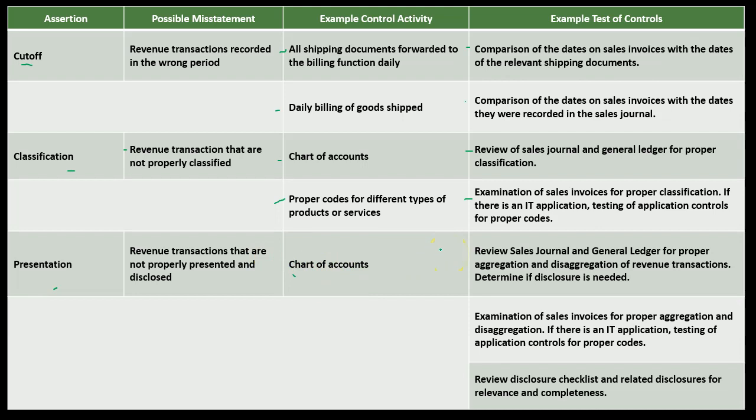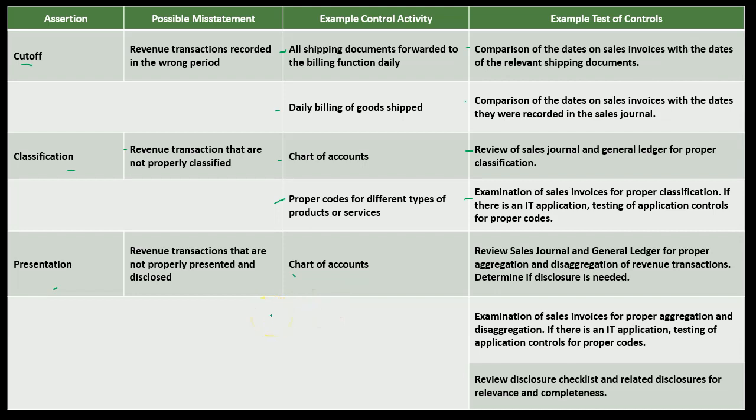Review sales journal and general ledger for proper aggregation and disaggregation of revenue transactions. Determine if disclosure is needed. Examination of sales invoices for proper aggregation and disaggregation. Check if there's an IT component to it. Test that. Review disclosure checklists and related disclosures for relevance and completeness.